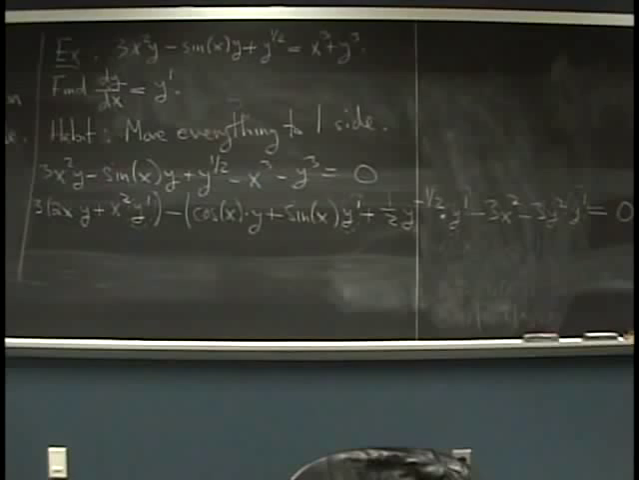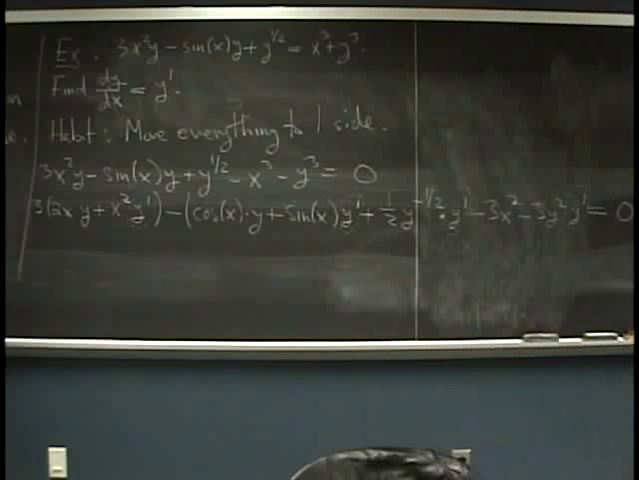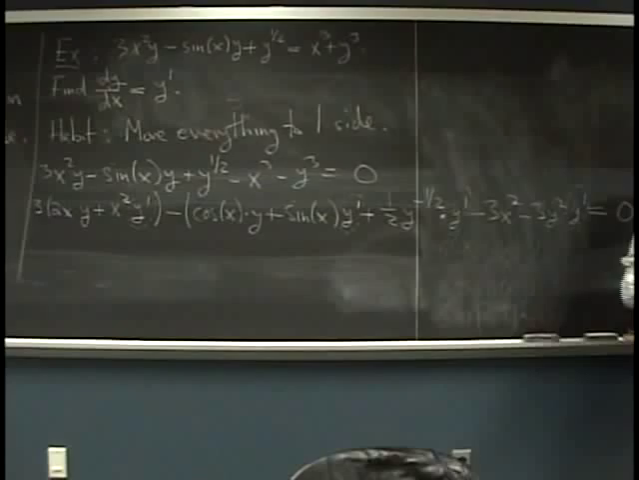So this is just algebra now. We're solving for y prime. Okay, so here's the trick. Everything that doesn't have a y prime in it, we're going to throw onto the other side. Now, what are all the things that don't have a y prime in them?